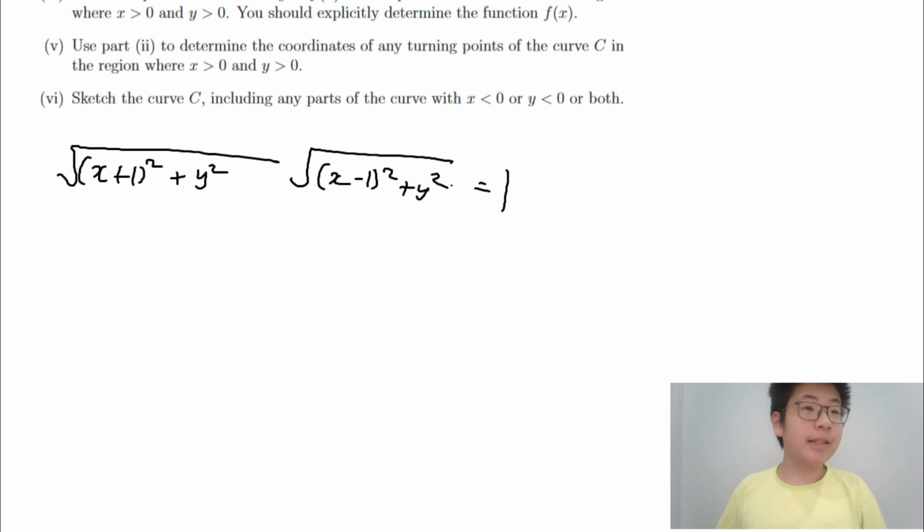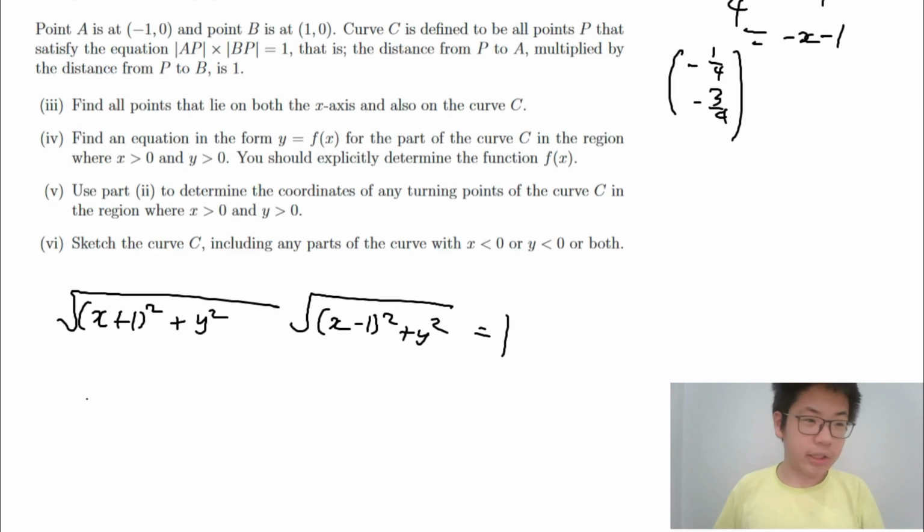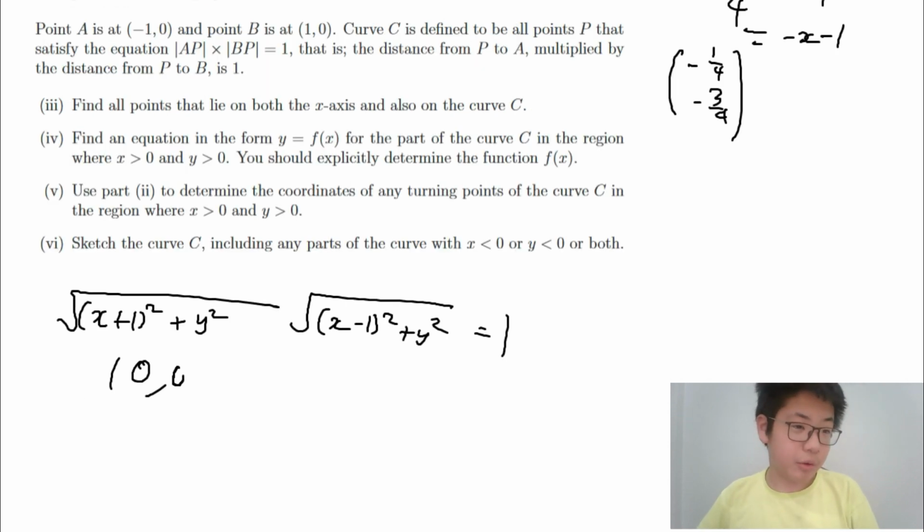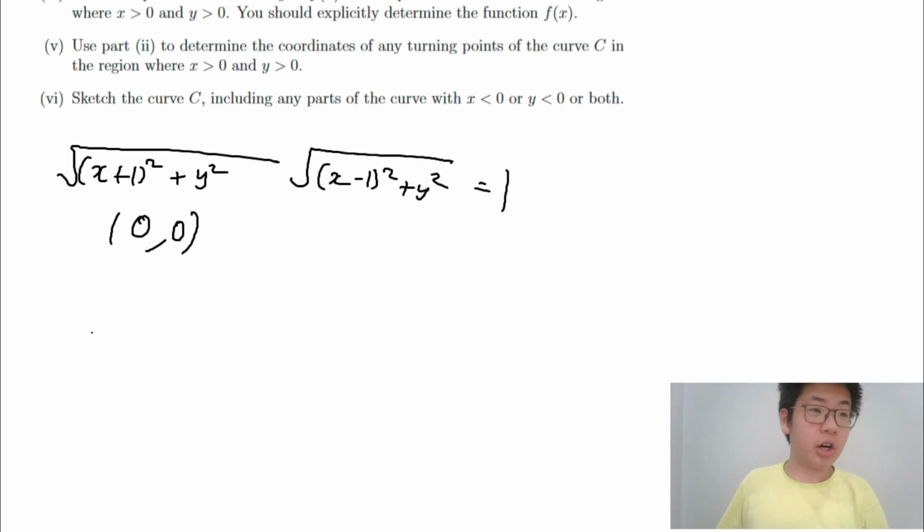Find all points that lie on both the x-axis and also the curve C. Obviously 0, 0 is in, but then there are two other points which fit this definition as well, because then we have x plus 1 squared and x minus 1 squared. And if y is equal to 0, then by right, x plus 1 squared should be 0 at some point, and so does x minus 1 squared. But how do we know these points? Well, firstly, we can square both sides and remove the square roots.